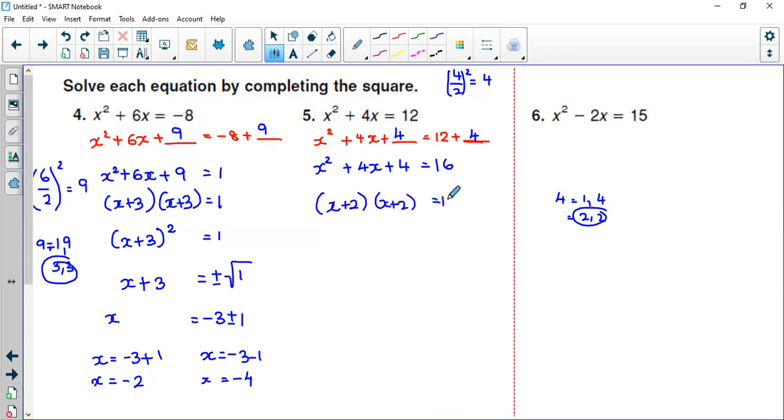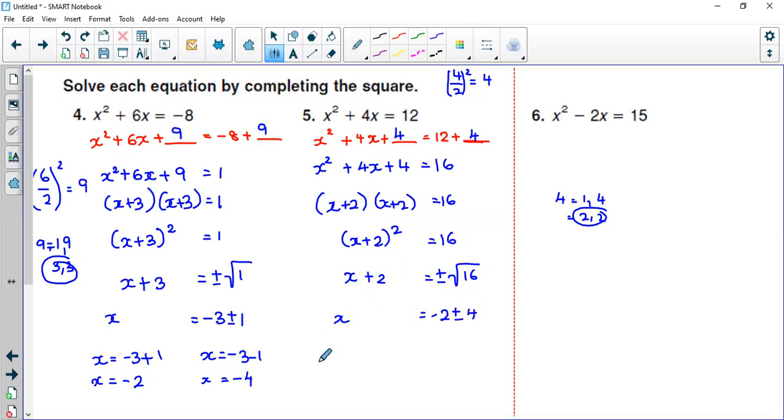equals 16, which can be rewritten as (x plus 2) whole square equals 16. We need to remove the square sign. So what we are going to do is write plus or minus the square root of 16. Now the next step is to move the 2 to the other side, so that x is equal to negative 2 plus or minus the root of 16, which is 4.